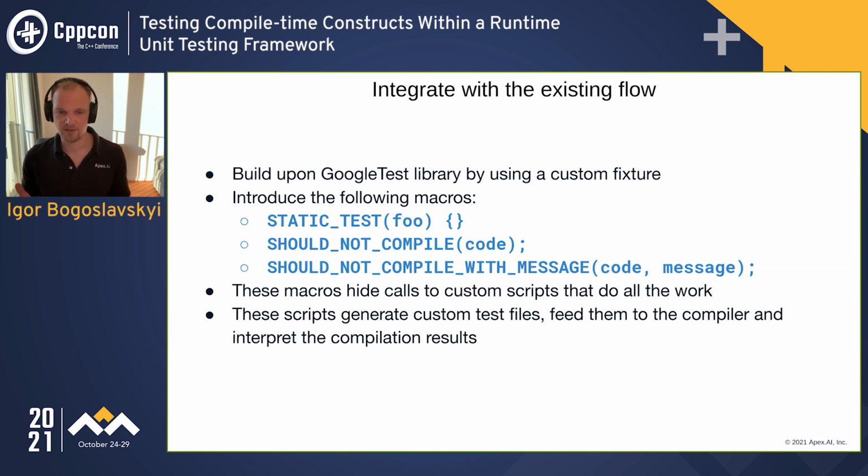And these macros do nothing else than hide custom calls to custom scripts that do all the dirty work behind the curtains. These scripts generate the files, feed them to the compiler, get the flags, and interpret the compilation results. And we are at CppCon, so let's look at some C++ code.